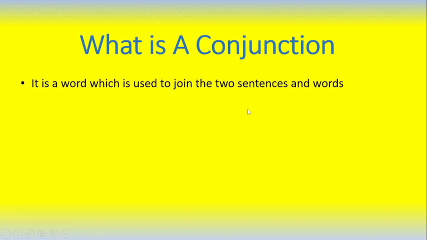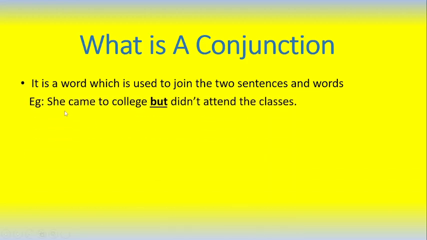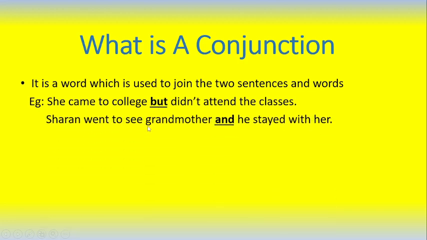Let's see some examples for conjunction. She came to college. See, one sentence. But didn't attend the classes. See, another sentence. So there are two sentences here, and this is joined by but. But is a conjunction. Sharan went to see grandmother. See, this is one sentence. He stayed with her. Now, both these sentences are joined by another conjunction, that is and. Sharan went to see grandmother and he stayed with her.